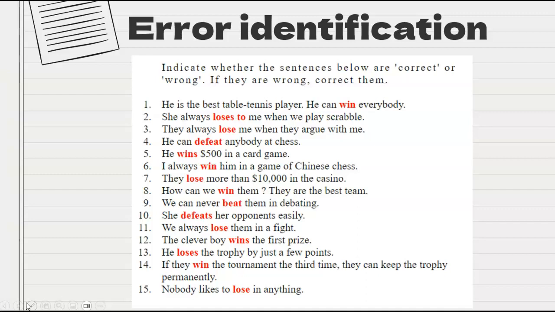So the indication is create a Word document, write down all these sentences or statements, and then if the statement is correct, write down correct. If it is wrong, correct the mistake. This is the first one.